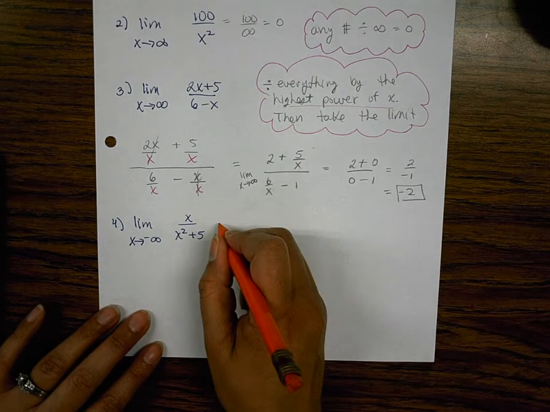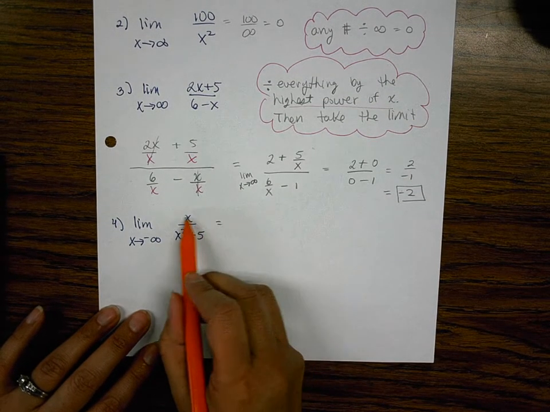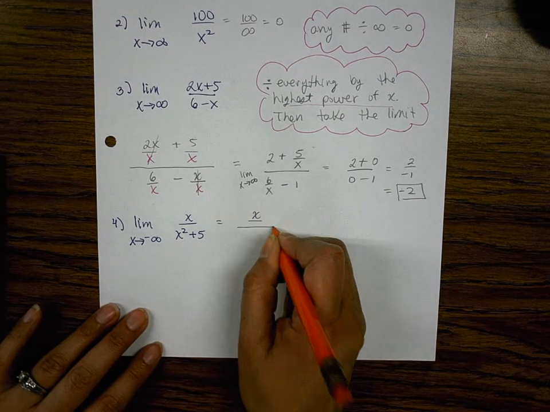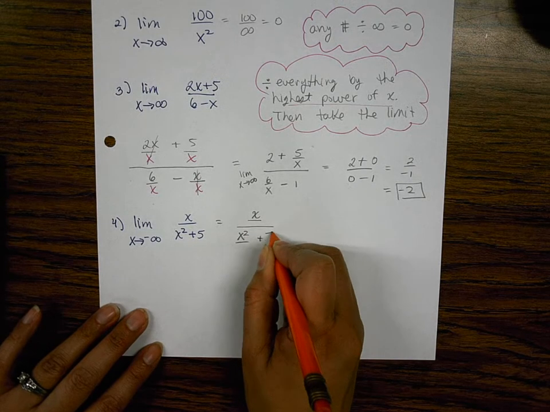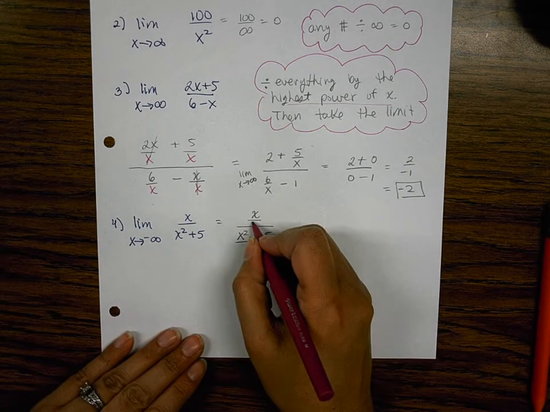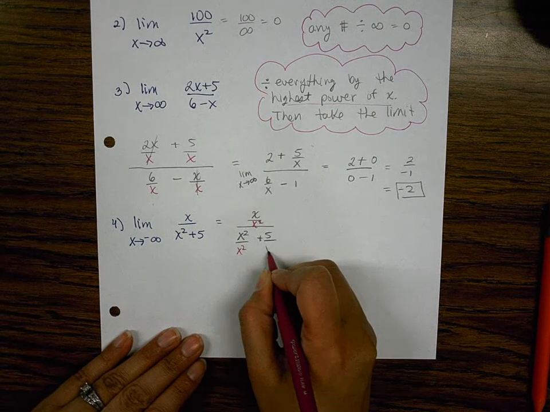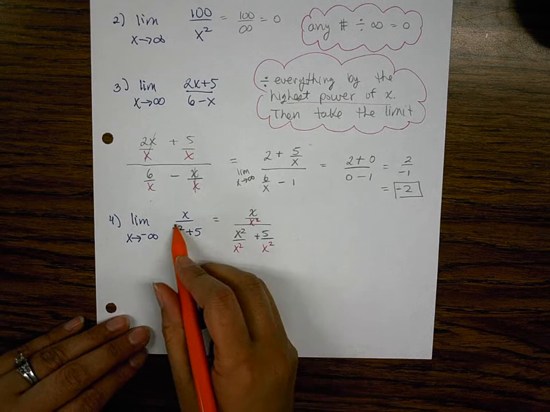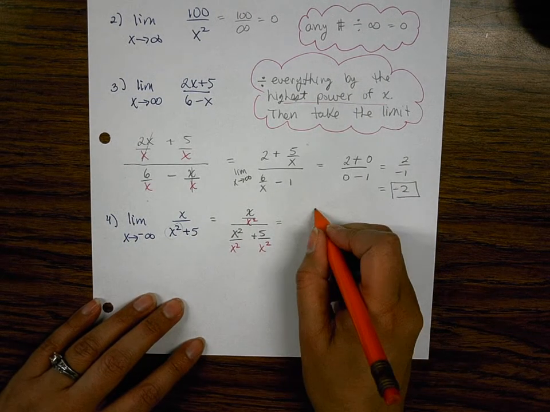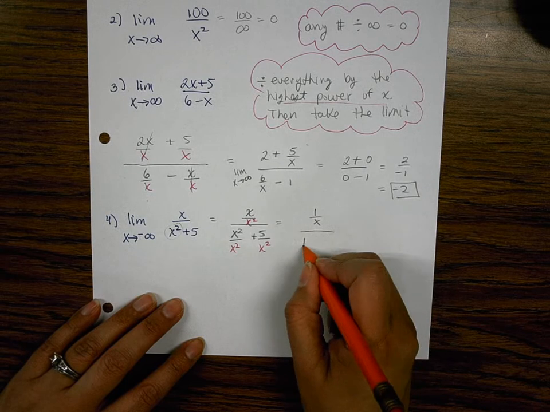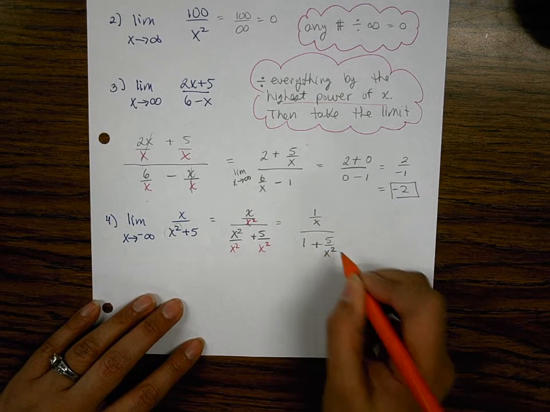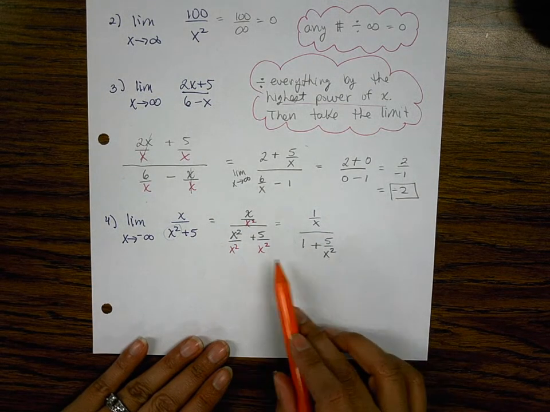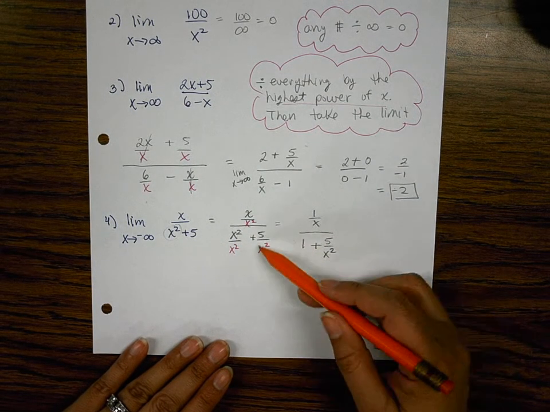Okay, so the highest power, the degree at the top is 1, degree at the bottom is 2, so we're going to divide everything by x squared. So I divide the top x by x squared, that by x squared, and that one by x squared. Everything gets divided by x squared because that is the largest power of x. Okay, that reduces to 1 over x, 1 plus 5 over x squared. That reduced. This is 1, and this here, nothing reduces.